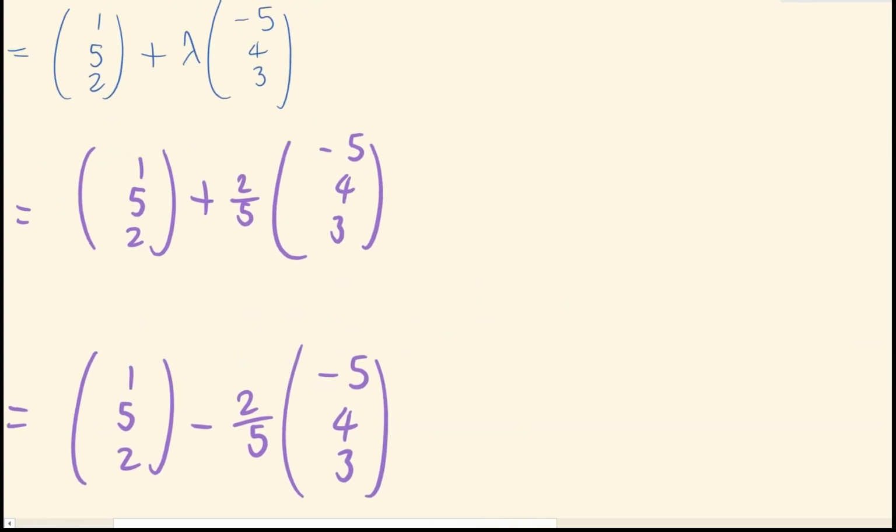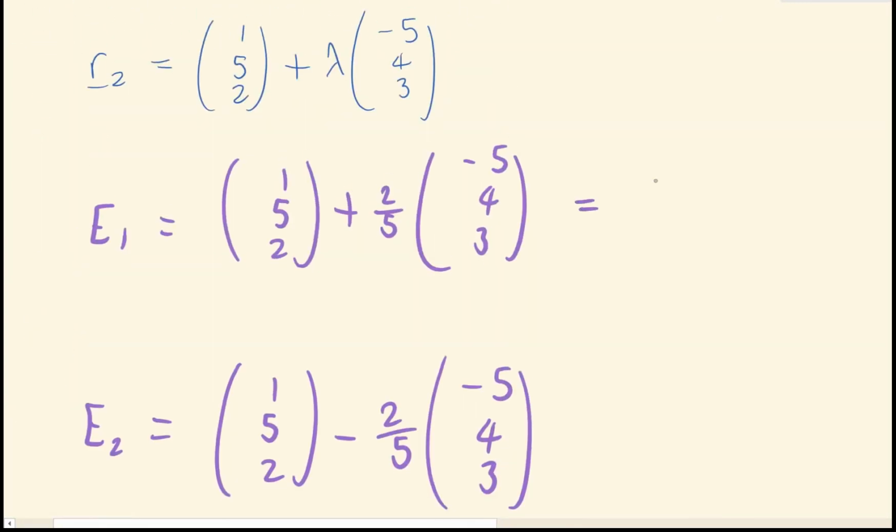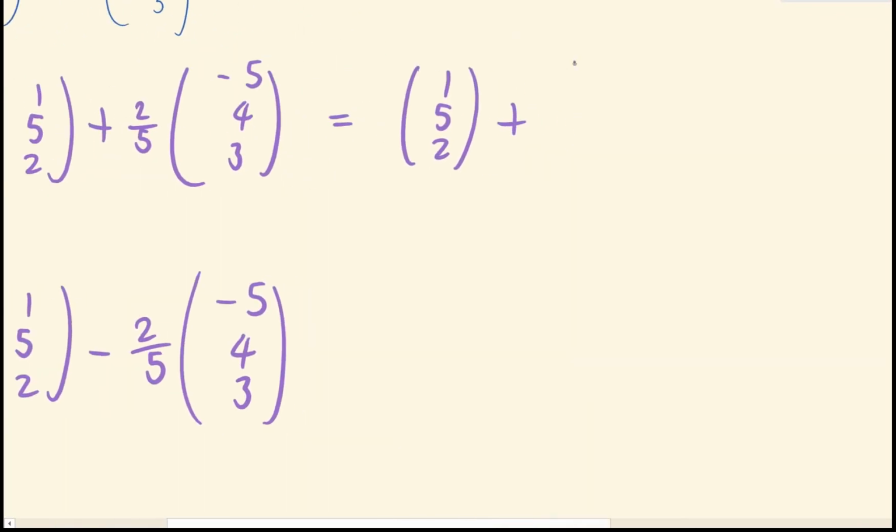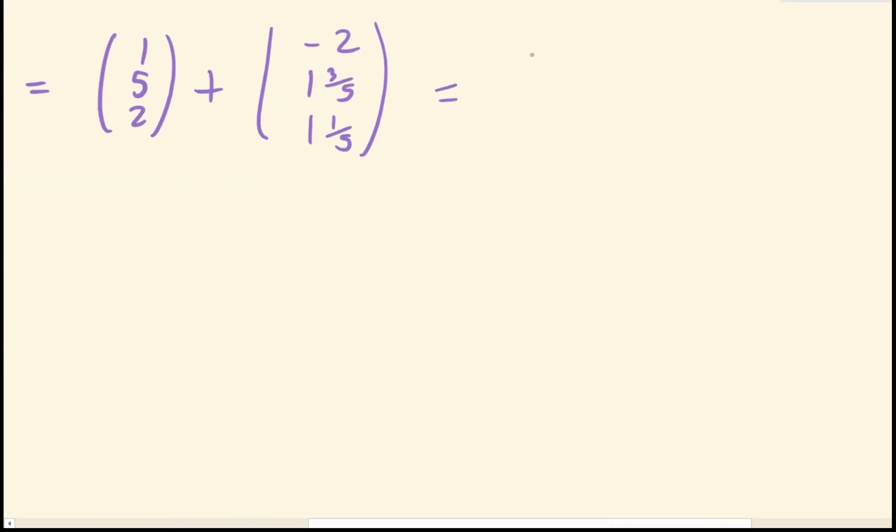Let's work out E1 first. So that is going to be 1, 5, 2 plus 2/5 times 5, which will be minus 2. 2/5 times 4 will just be 8/5, and I'll leave that in that form for the time being. I'll change it to a mixed number, so 1 3/5. And 2/5 times 3 is going to be 6/5, which is 1 1/5. We can then just add those together. So it'll be minus 1, 6 3/5 or 6.6, and 3 1/5 or 3.2.